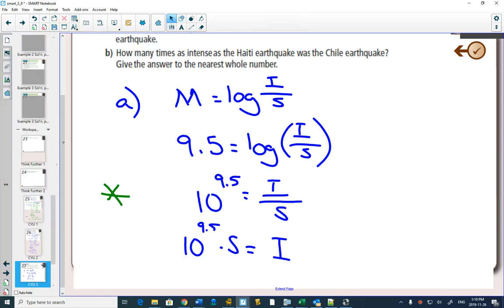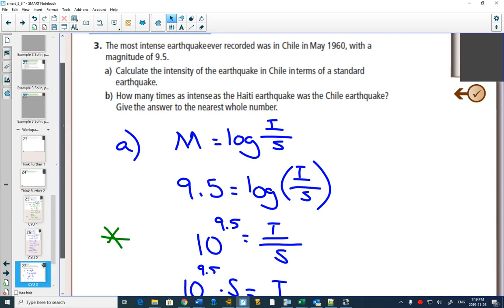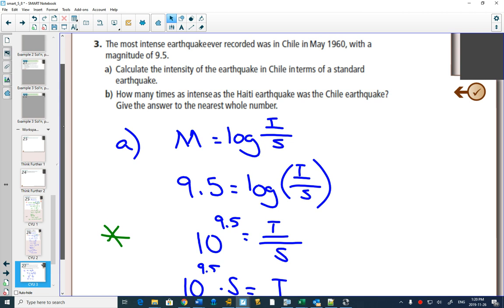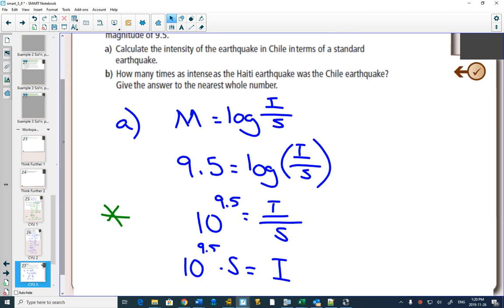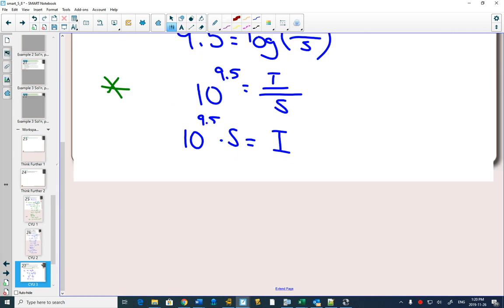Part B. Calculate the intensity. How many times as intense as the Haiti earthquake, which was in the example before, which had a magnitude of 7? So we want to find how many times more intense was the Chile earthquake, and give your answer as a whole number. Now there's two ways to do B. I'm going to do part B without the formula in sort of an easy way first, and then I'll show you how the formula works.